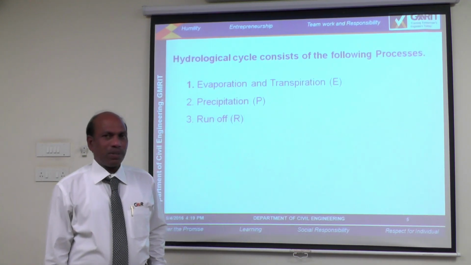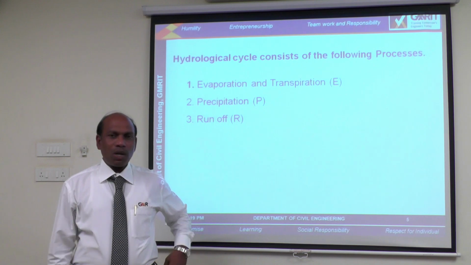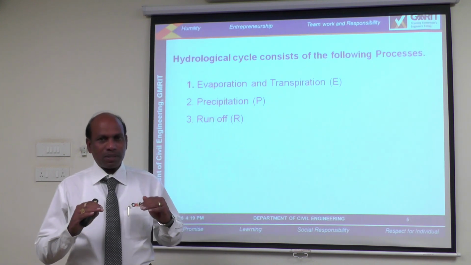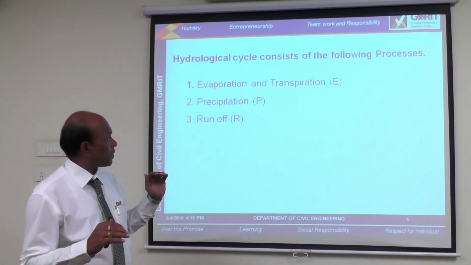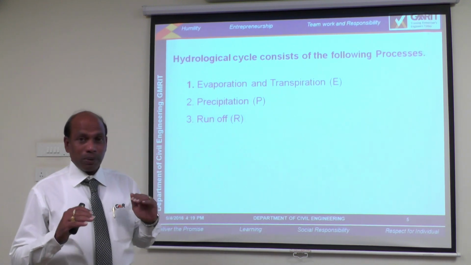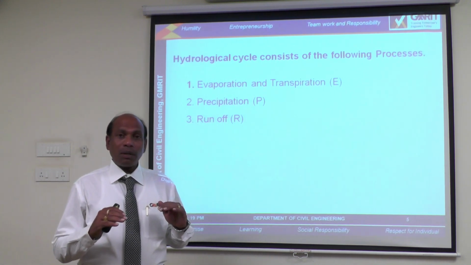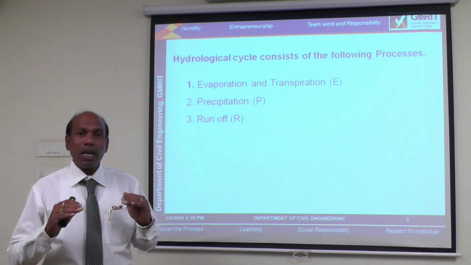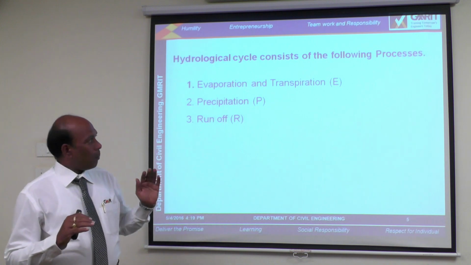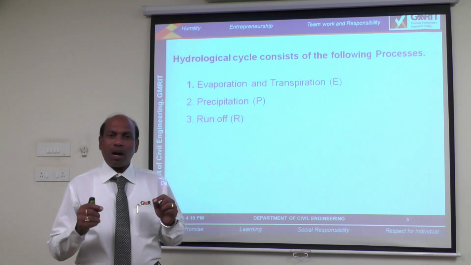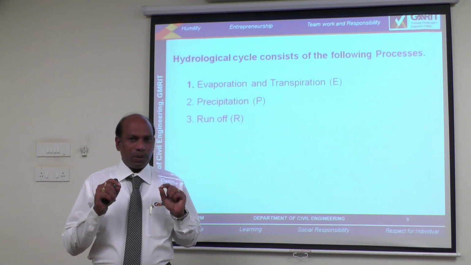Evaporation and transpiration: evaporation means the water evaporates from the ground surface as well as moist soil. In the case of transpiration, it is the process in which water is lost from the leaves of the plants and their pores. Evaporation and transpiration together are also known as evapotranspiration.